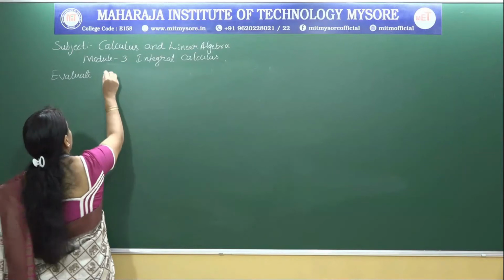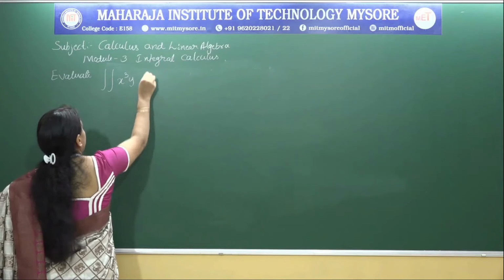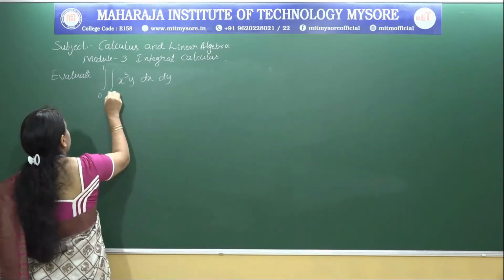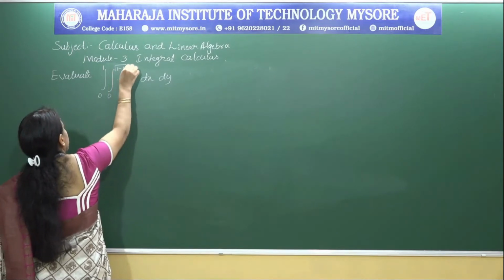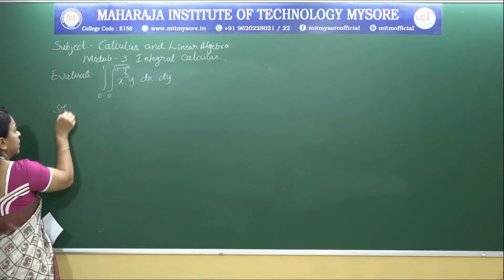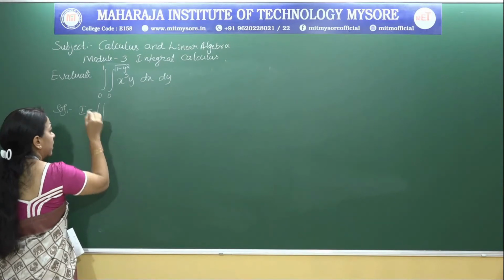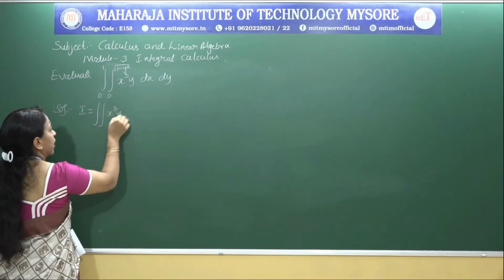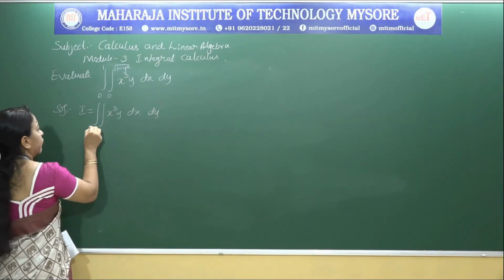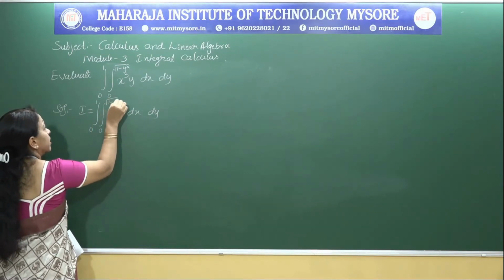Evaluate the double integral x cube y dx dy between the limits 0 to 1 and 0 to root of 1 minus y square. So with the usual method, I consider the given integral as I, I equal to the double integral of x cube y dx dy, where the outer limit is 0 to 1 and the inner limit is 0 to root of 1 minus y square.